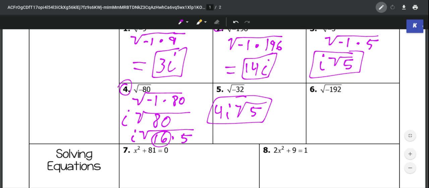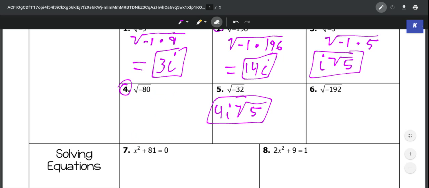So your final answer would be 4i times square root of 5. You need to pause and write this down, because I have to erase it to do number 5.